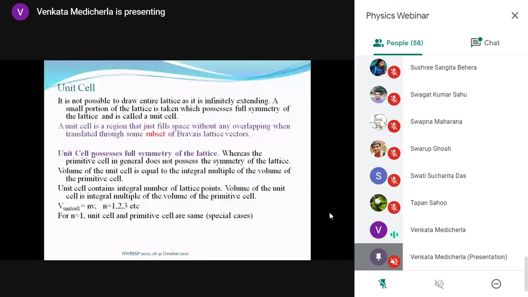Okay, so the primitive cell does not possess the symmetry. But you might ask, what is the use of that? Primitive cell is useful in the sense that primitive lattice vectors are very important for you. Primitive lattice vectors are the most important thing. That's why we are getting the primitive cell.